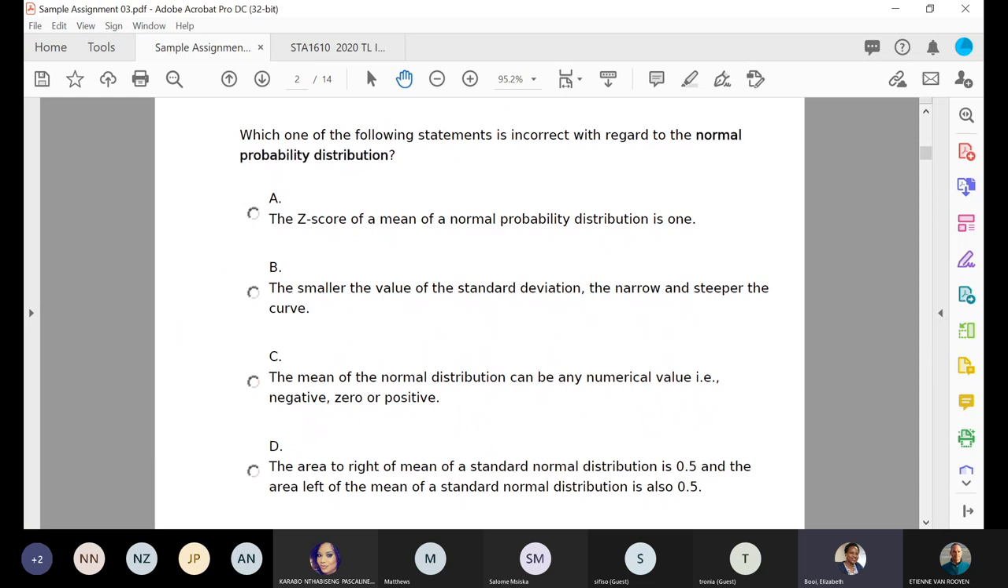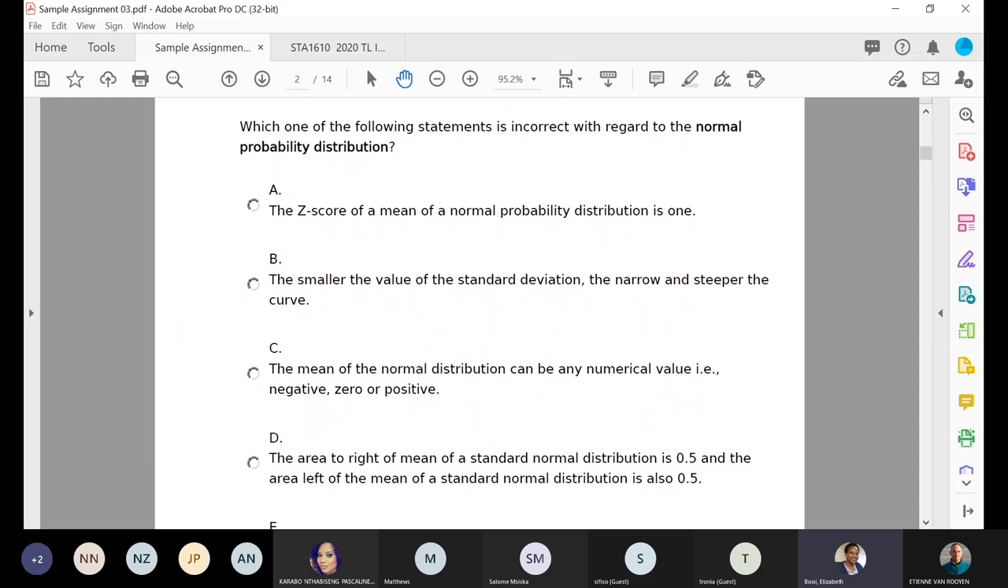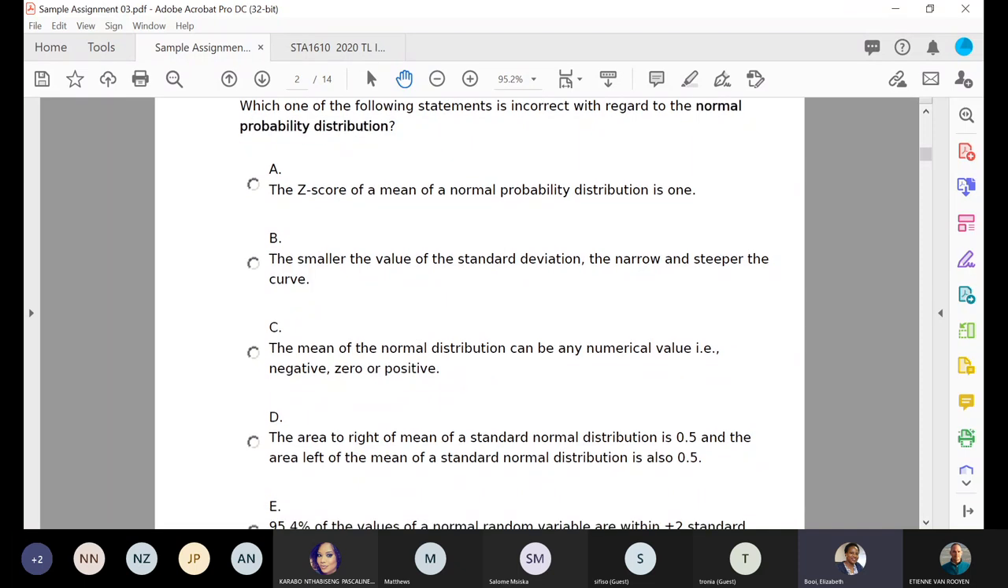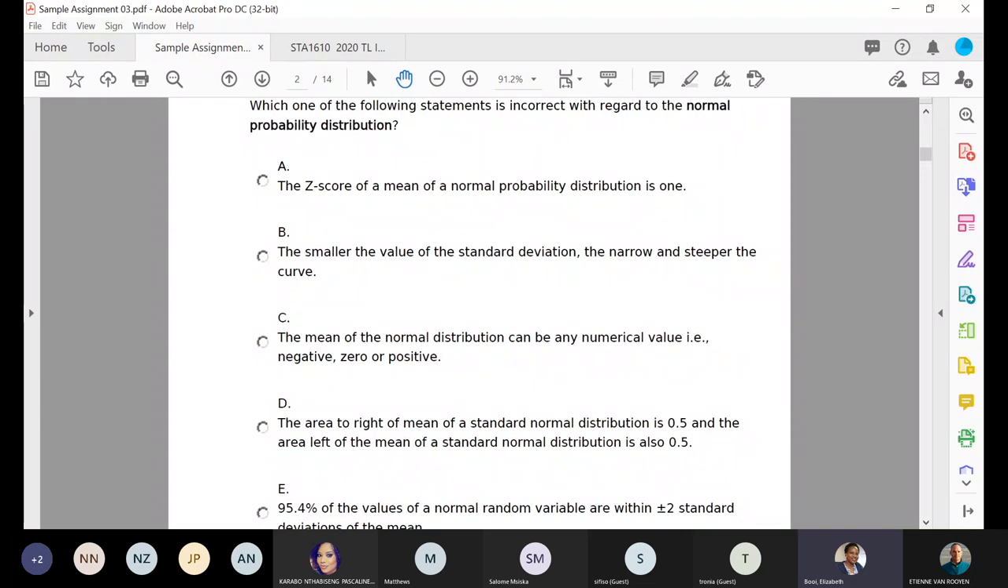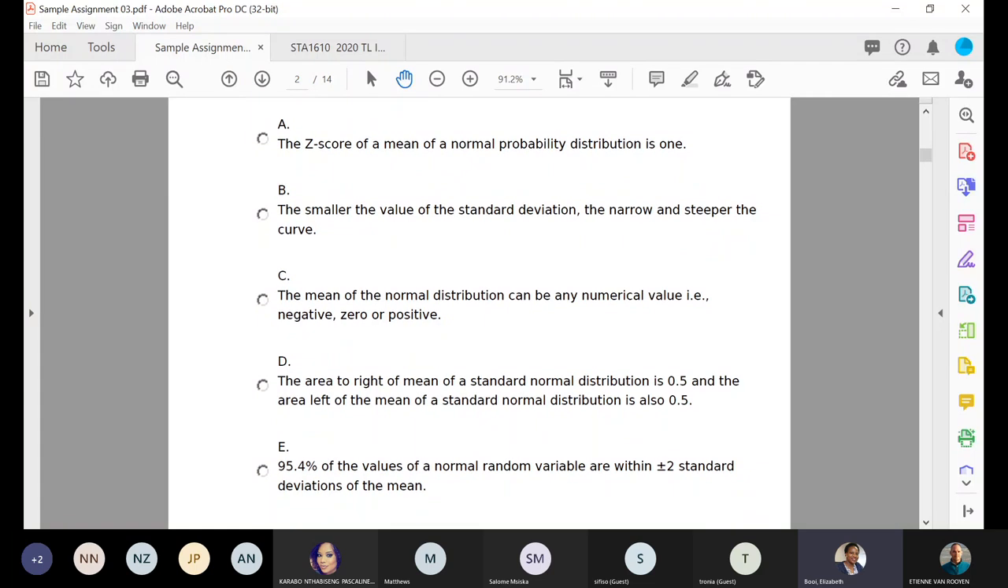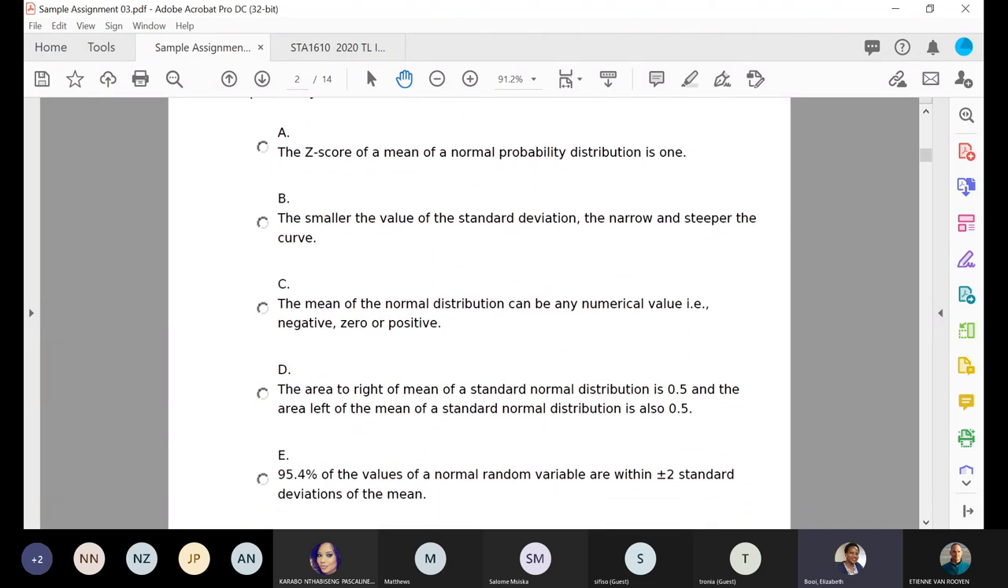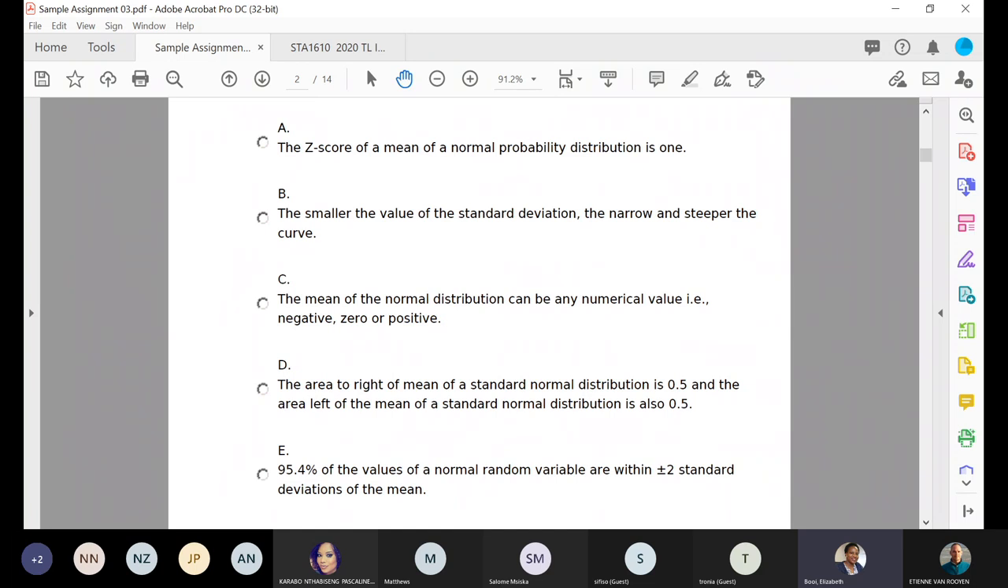So the first question is asking, which one of the following statements is incorrect with regards to the normal distribution probability? I'm going to assume that this question is asking about the properties of a normal distribution. So we need to know our properties of the normal distribution, and we're looking for the incorrect statement. We can read each statement and check whether it is correct or incorrect. The z-score of the mean of a normal distribution is 1. Is that correct or incorrect?